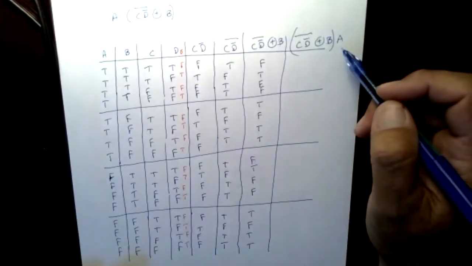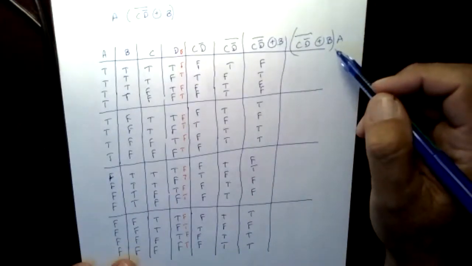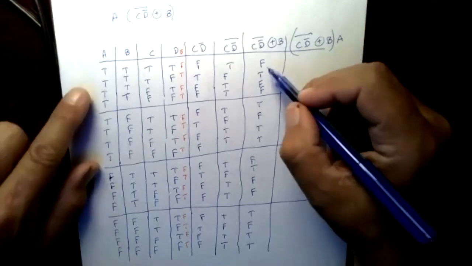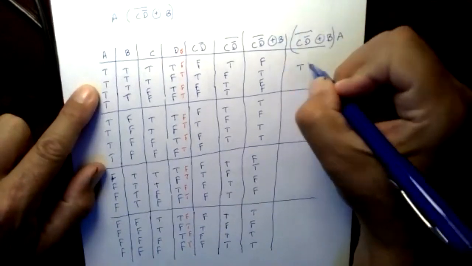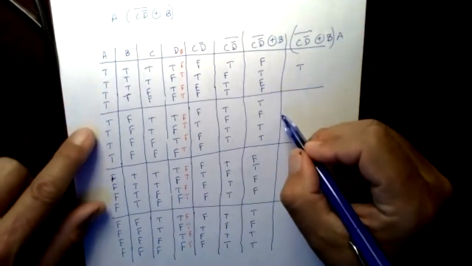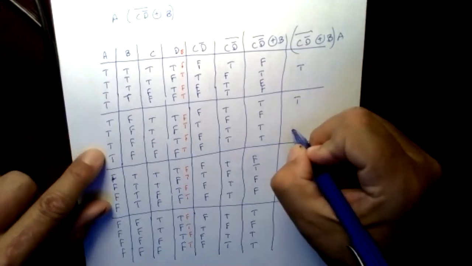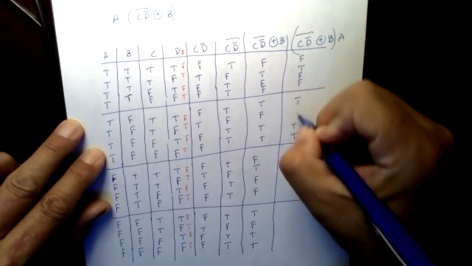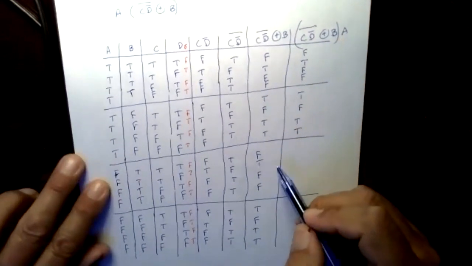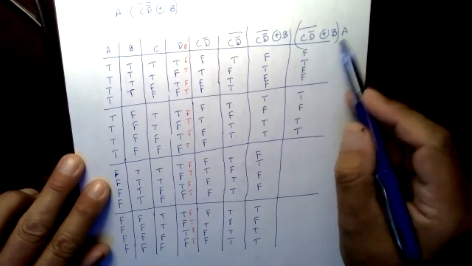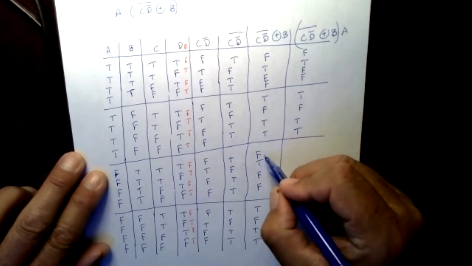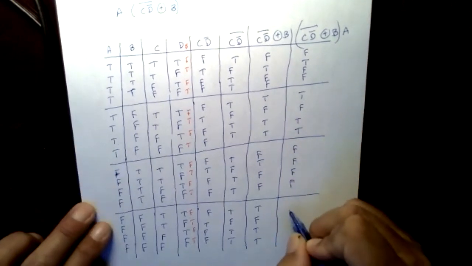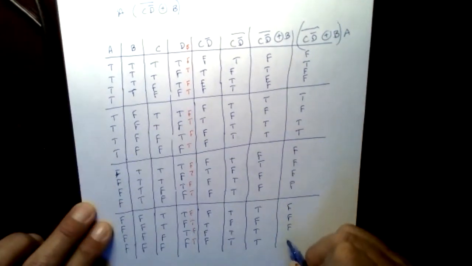Finally, I'm going to multiply that by A. I'm going to AND it with A. So these two columns, here's a true. Here's a true. Here's a true. Here's a true. I'm going to AND it with A. So this column with A. False, false, false, false. And these are also going to all be falses.